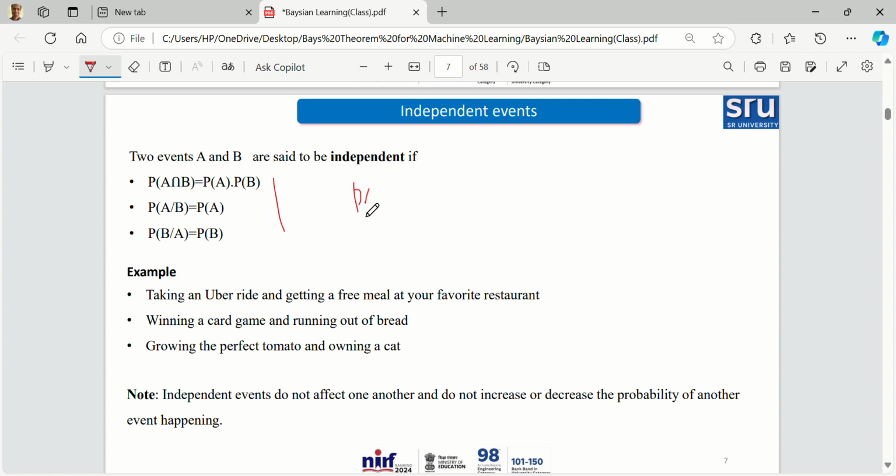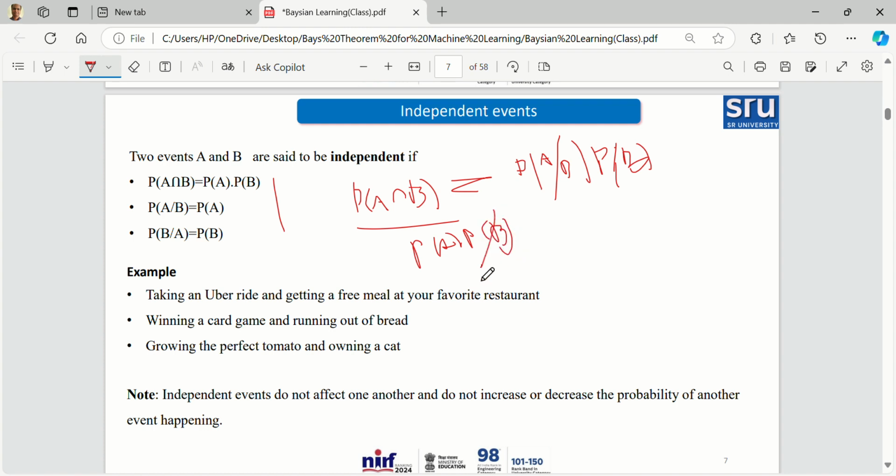Already we know that probability of A intersection B is equal to probability of A given B into probability of B. Now this is equal to probability of A into probability of B. So probability of B cancels, and you get that probability of A given B is equal to probability of A. Similarly, you can go for the B given A case.